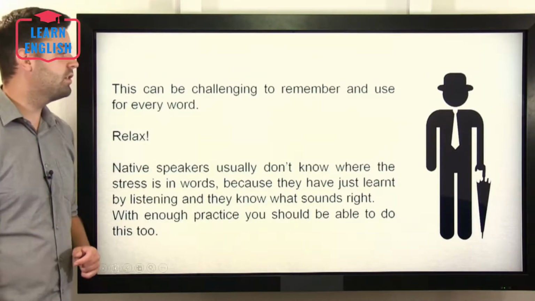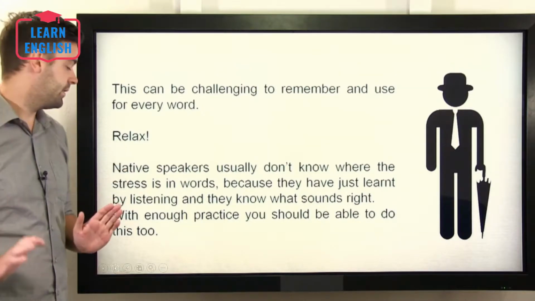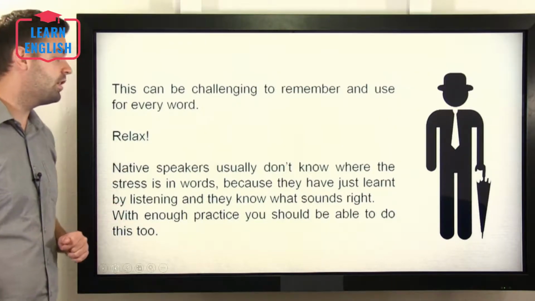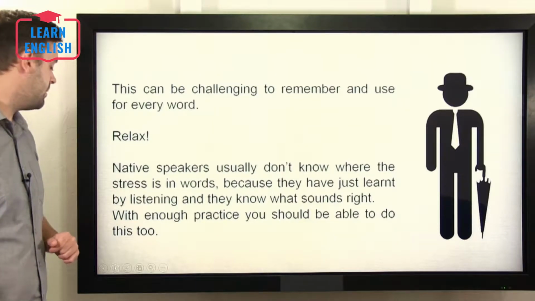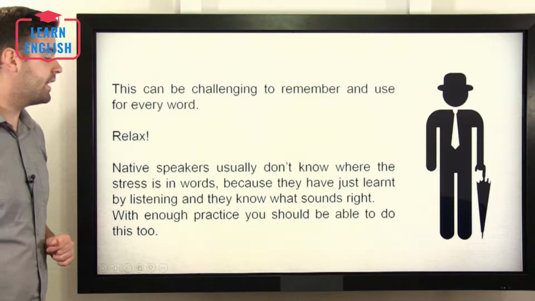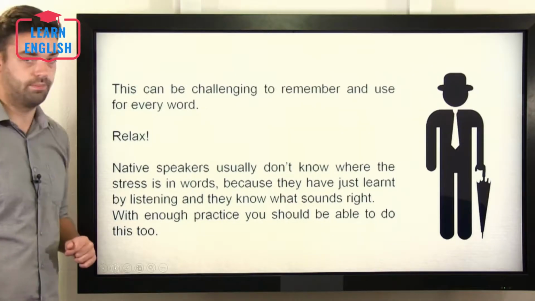This can be challenging to remember and use for every word. Relax. Native speakers usually don't know where the stress is in words because they have just learnt by listening and they know what sounds right. With enough practice, you should be able to do this too.